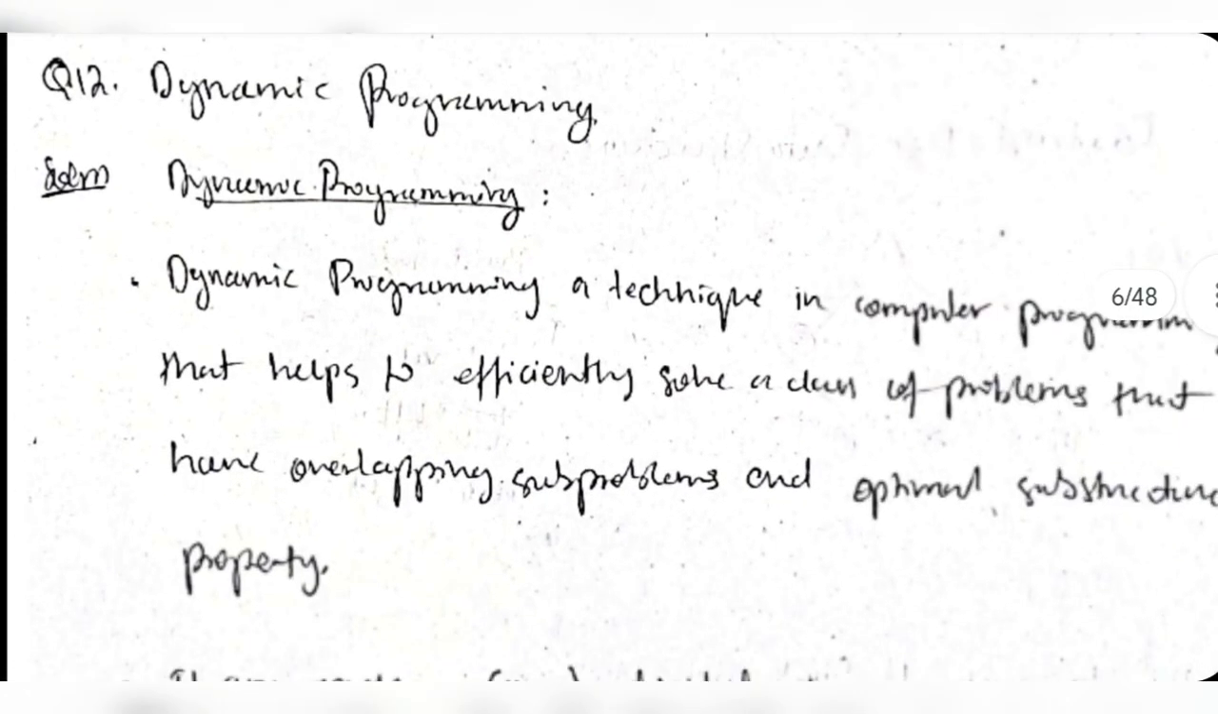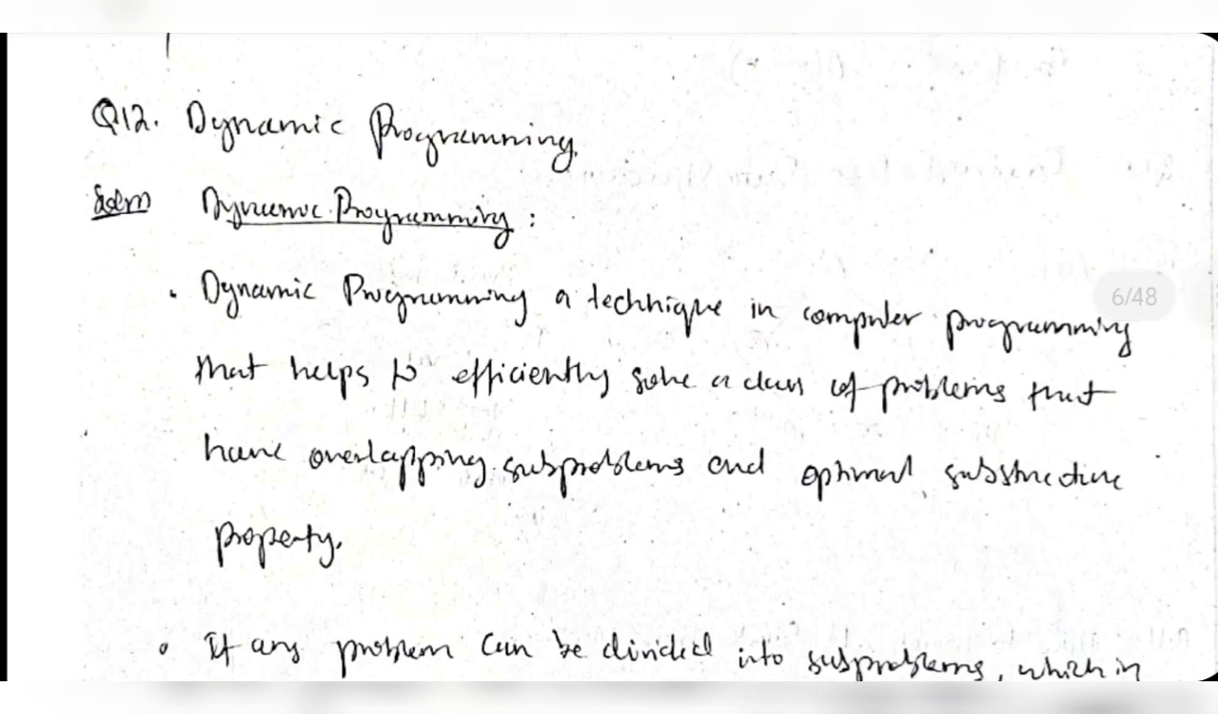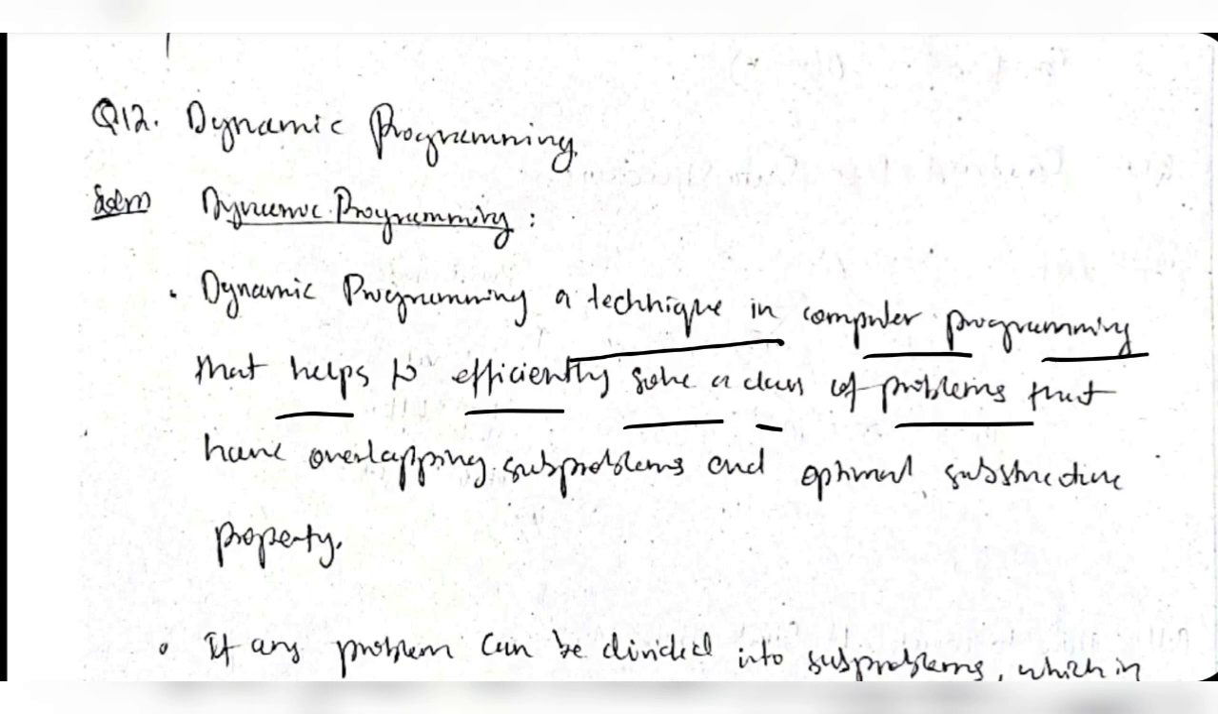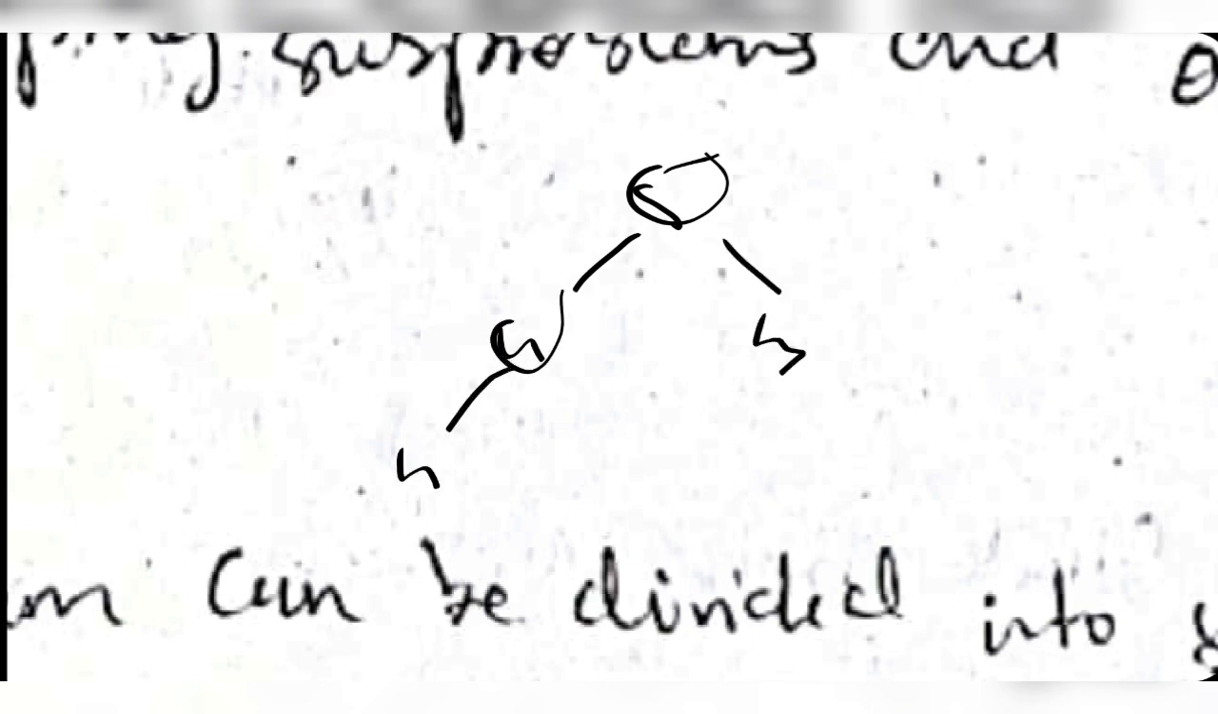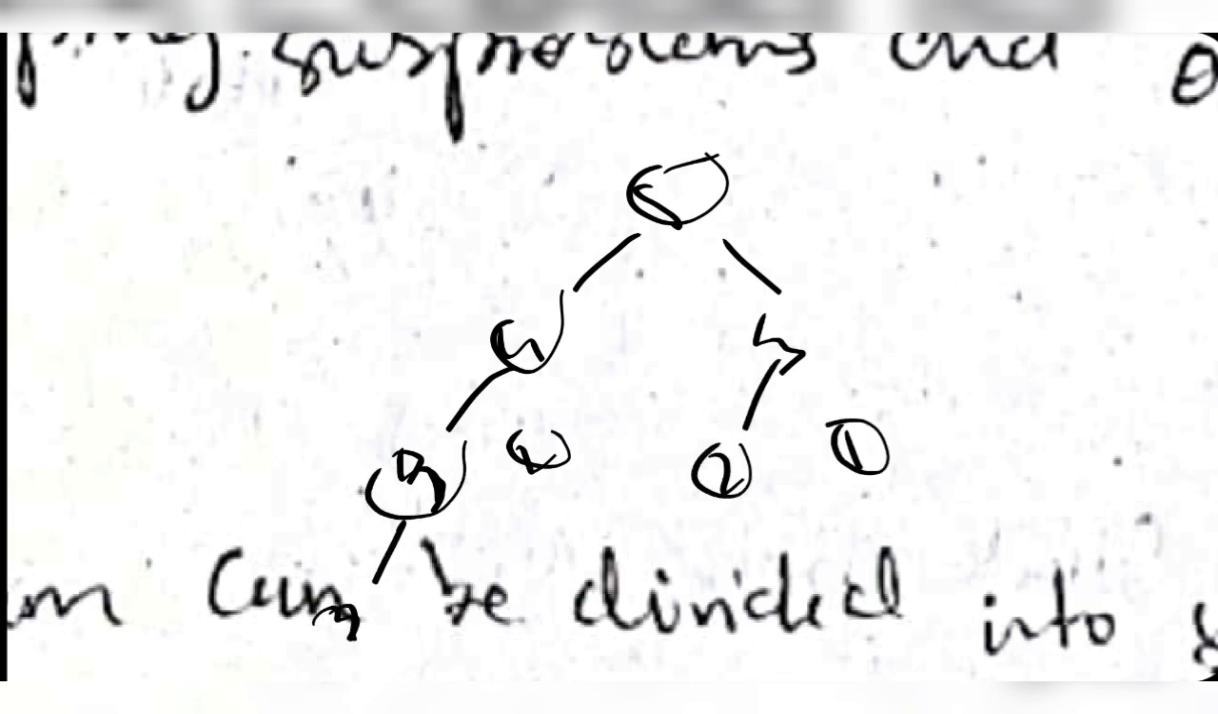Moving on to the next question, what is dynamic programming? It is a technique used in computer programming that helps to efficiently solve a class of problems that have overlapping subproblems. Suppose I want to calculate the Fibonacci. Fib of 5 is nothing but fib4 plus fib3. What is fib4? Fib3 plus fib2. What is fib3? Fib2 plus fib1. Here also for 3 it will be 2 and 1.